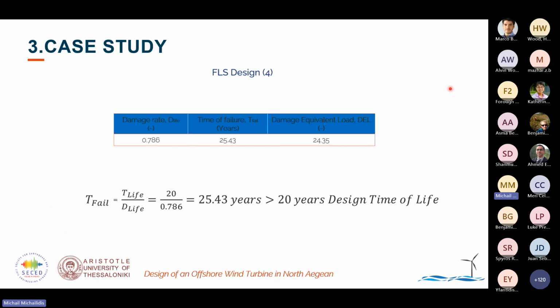And for the current study, the predicted time of life has been estimated at 25 years, which is more than the required one.